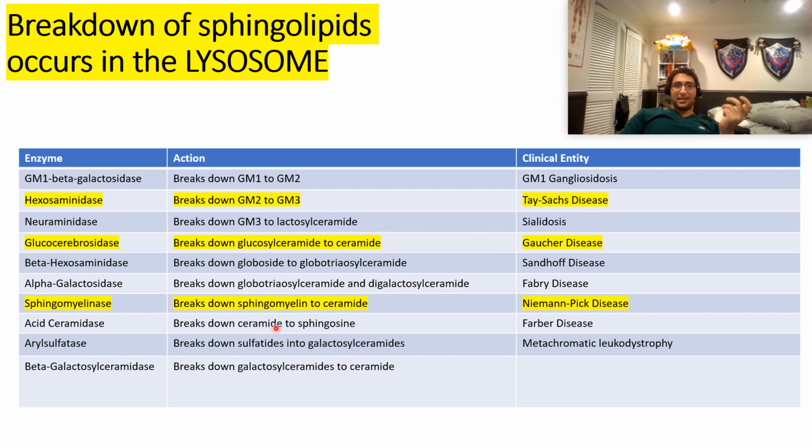And sphingomyelinase is important because that's what breaks down sphingomyelin into ceramides. So you get this excessive sphingomyelin accumulation that leads to Niemann-Pick disease. All right, and we'll talk more about those later. And on paper, you're responsible for all of these, but these are the 3 that I'm choosing to emphasize.